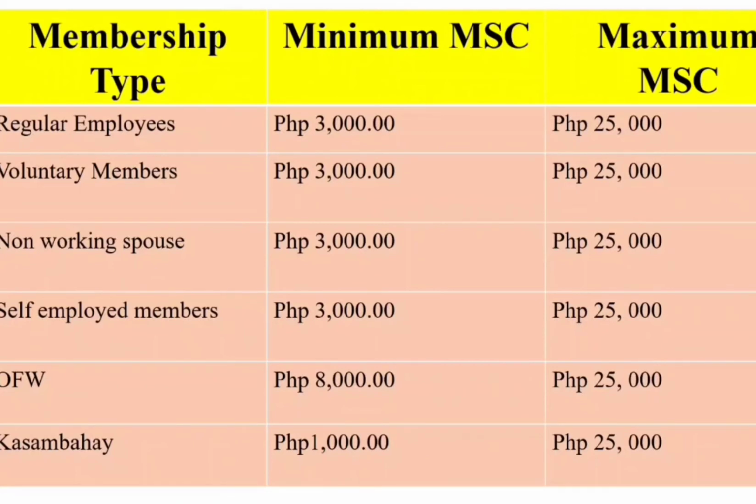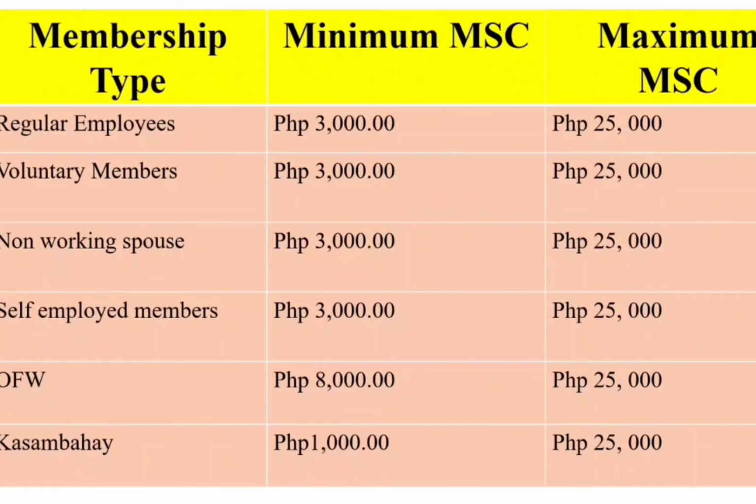Kung may minimum MSC, may maximum naman tayong MSC. So lahat, from regular employees down to kasambahay, ang maximum MSC is 25,000 pesos. So, effective ngayong January 1, 2021, yung maximum MSC natin was 25,000 pesos. So, ibig sabihin ng changes na ito ay magbabayad tayo ng mas mataas na monthly contribution. At the same time, tataas din po ang SSS benefit natin since they are based on a higher MSC.